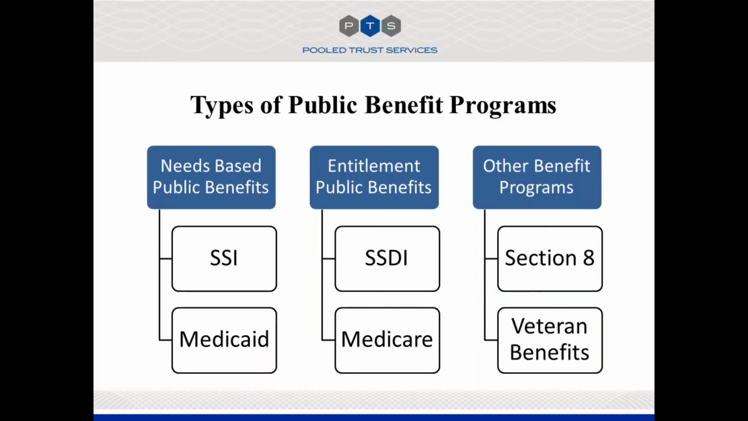So first, I'm going to spend a couple of minutes on public benefits programs. The reason I'm doing this is that whether or not your client has public benefits and what kind of benefits they have is going to determine whether or not they need a trust. So generally, public benefits are going to fall into 2 categories. As you can see here, there are needs-based public benefits and entitlement public benefits.